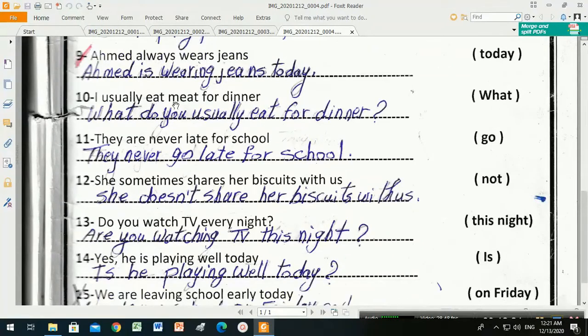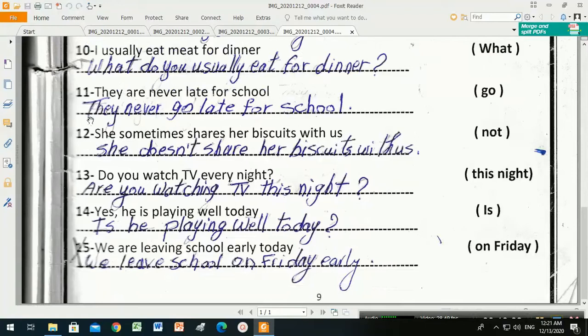Number 10, I usually eat meat for dinner. And between brackets, what? Okay, we are asking about something. What do you? Because I changes into you, and also I takes do. So the question will be, what do you usually eat for dinner? We will not put meat because this word is the answer, and we don't put the answer with the question. What do you usually eat for dinner? I usually eat meat for dinner.